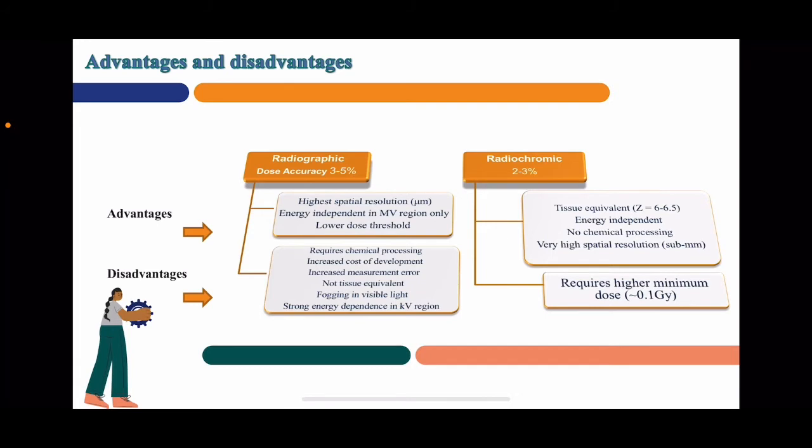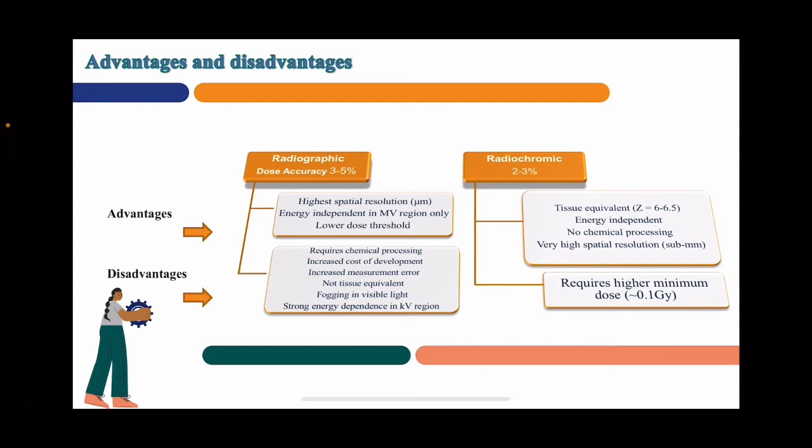Now I want to talk about advantages and disadvantages. For radiographic, dose accuracy is 3 to 5% and radiochromic 2 to 3%. The advantages for radiographic: highest spatial resolution, energy independent in the MV region only, and lower dose threshold. The advantages for radiochromic: tissue equivalent, Z equals 6 to 6.5, energy independent, no chemical processing, and very high spatial resolution.